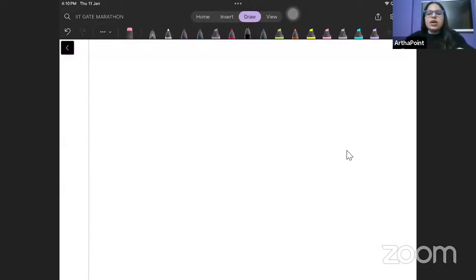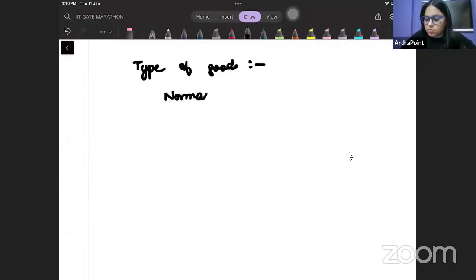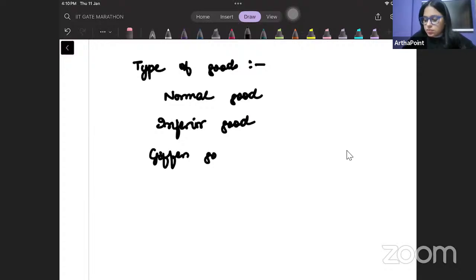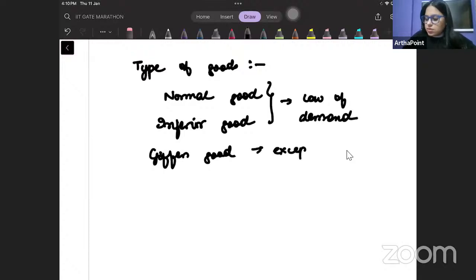Now just try to understand that whenever we talk about the type of goods, we can divide the type of goods in three parts. तीन तरीके की goods हो सकते हैं. It can be a normal good, it can be an inferior good, and it can be a Giffen good. Both of these, normal and inferior, obey the law of demand, and this, the Giffen good, is an exception to the law of demand.